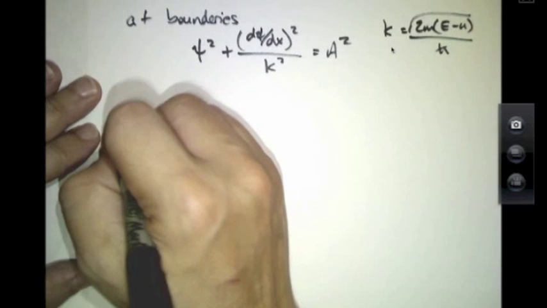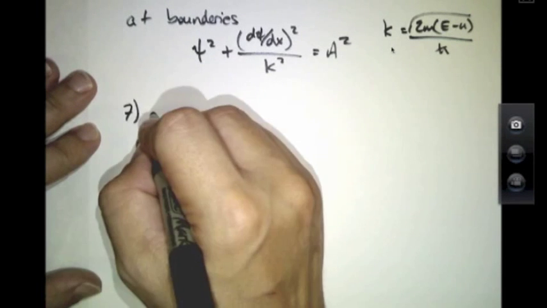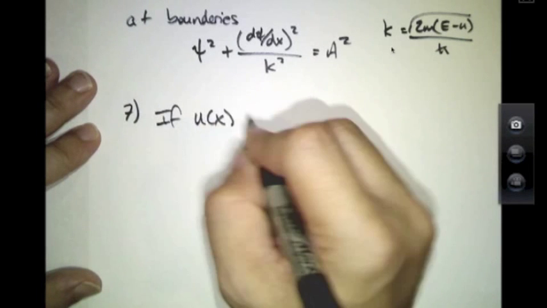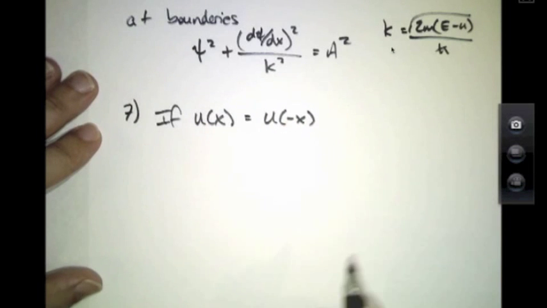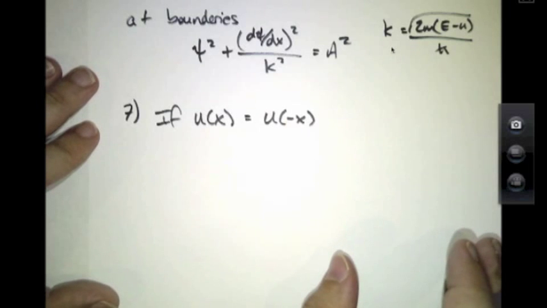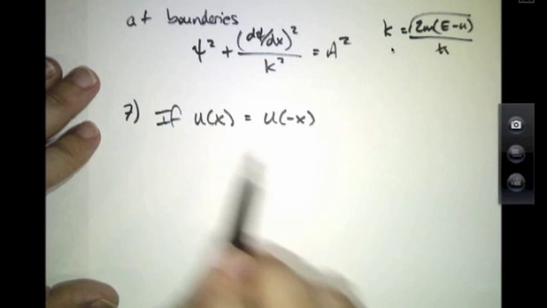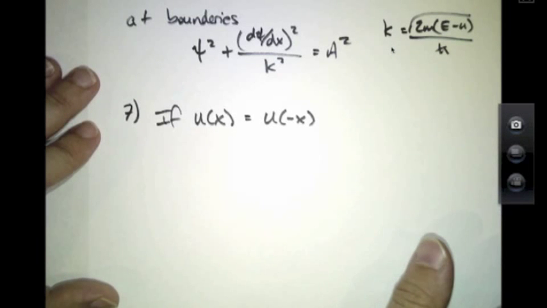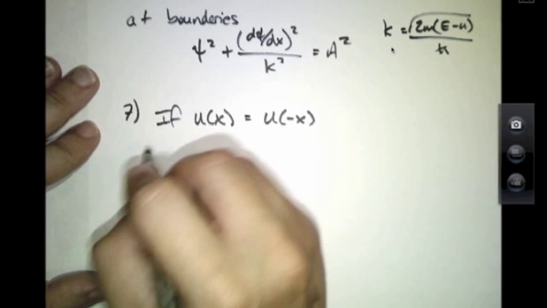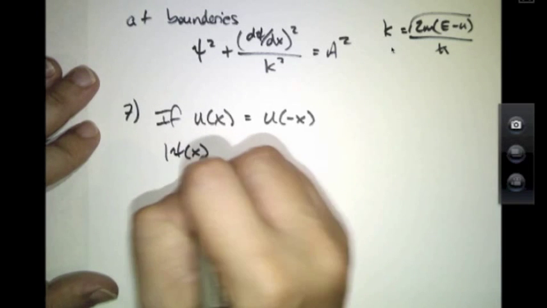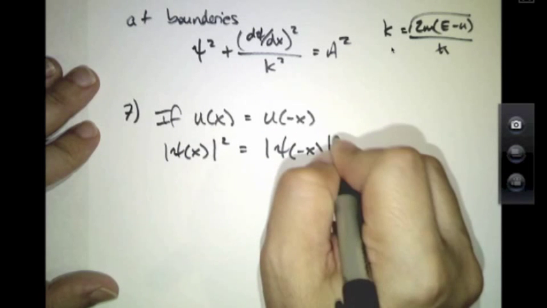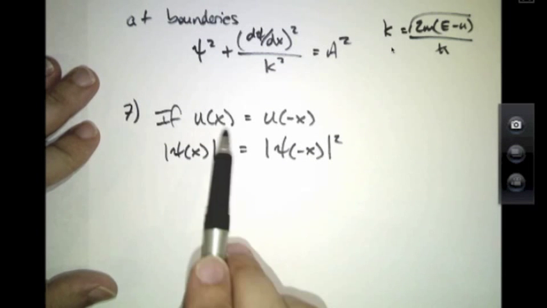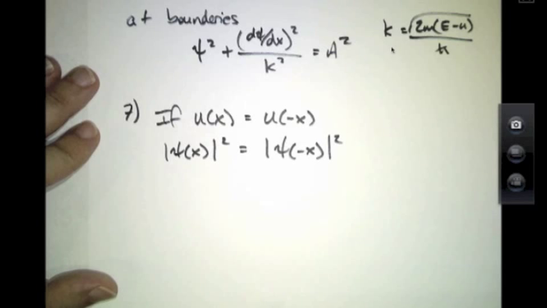And the last important strategy to remember is if the potential has certain symmetries to it, like the potential at positive x is equal to potential at negative x, then the same will have to be true for the probability density. Because the probability of finding a particle shouldn't depend on whether I look on the positive or negative coordinate, because the potential is symmetric back and forth.